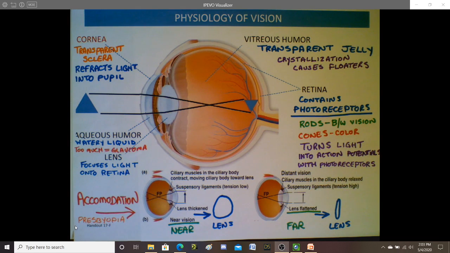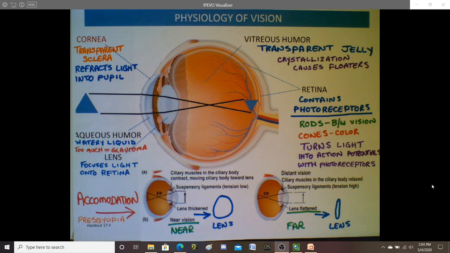This disorder is called presbyopia. And this is when you might need reading glasses. When accommodation is affected, the change in shape of the lens, when that is affected, usually by the lens losing its elasticity, that is a disorder called presbyopia. And with presbyopia, we need reading glasses.